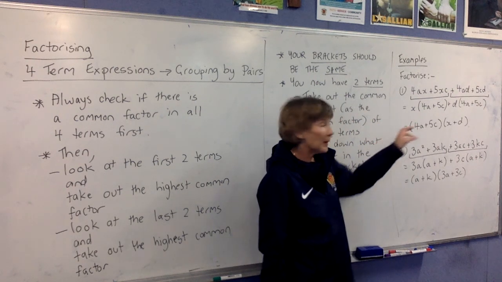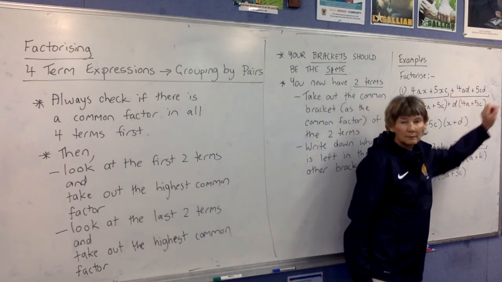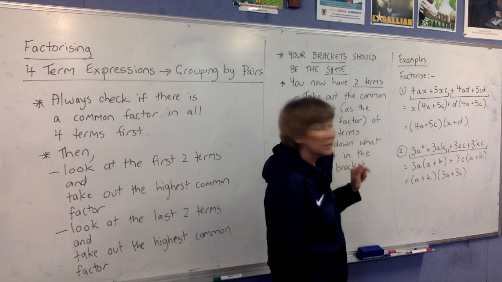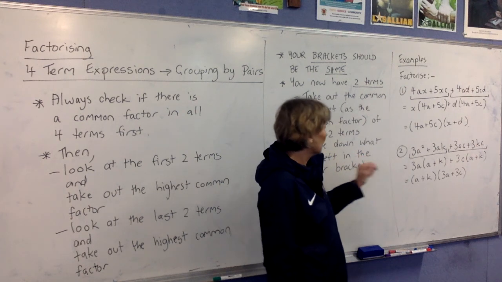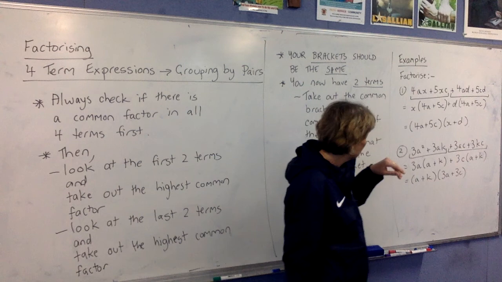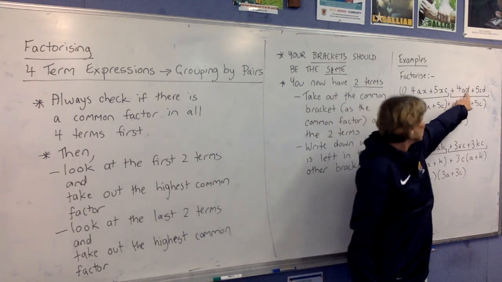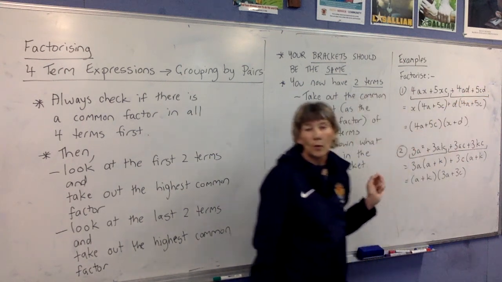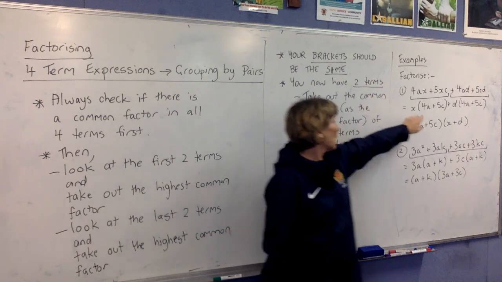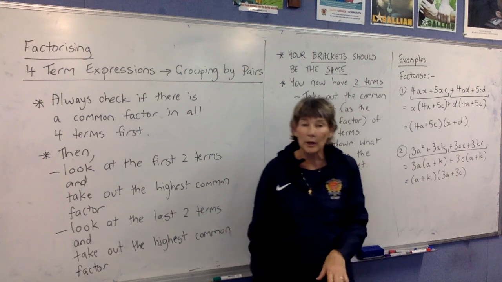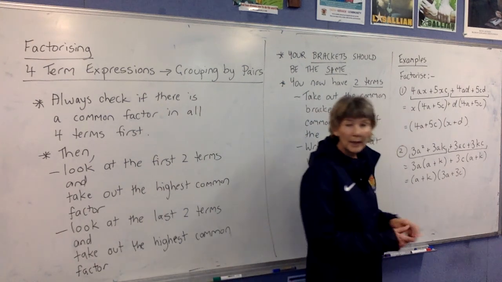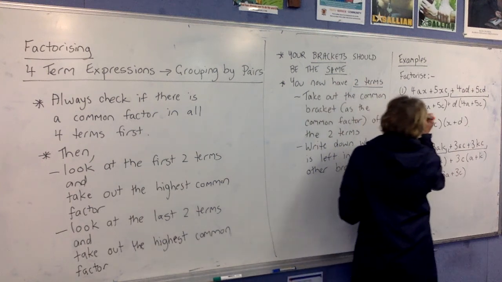Then we look at the second pair of terms that goes from here, and we take out what's common in those two terms. And they have a plus d is common. So we're going to take out the plus d and write down in the bracket what's left. And we have left, if we take the d out of these two terms, 4a plus 5c. When you get to that line, you'll see those brackets are exactly the same. So we know we're on the right track. So now we are looking at two terms.